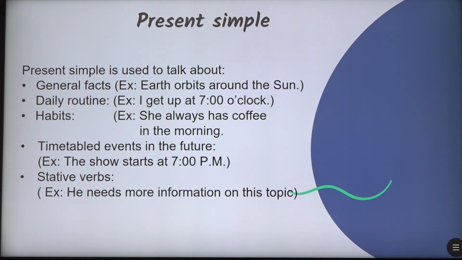Then we've got habits described by present simple. For example, she always has coffee in the morning. Then we've got timetabled events in the future. For example, the show starts at 7 p.m. Then we also have stative verbs such as be, believe, need, and so on. And here we've got another example: he needs more information on this topic.